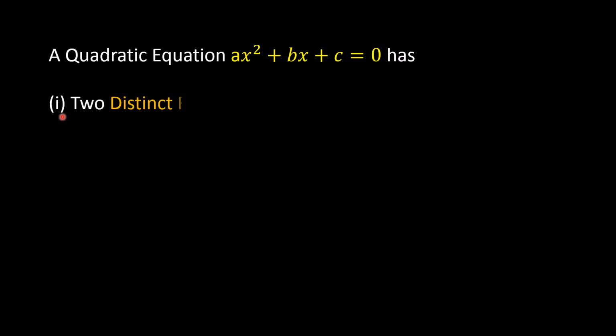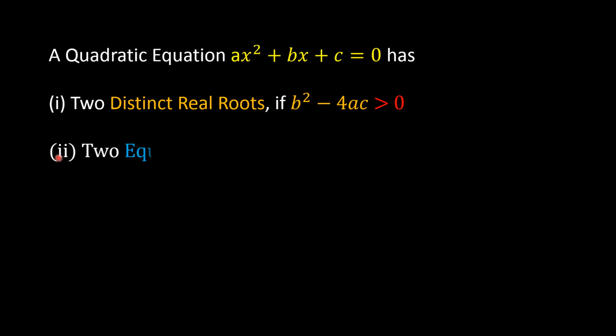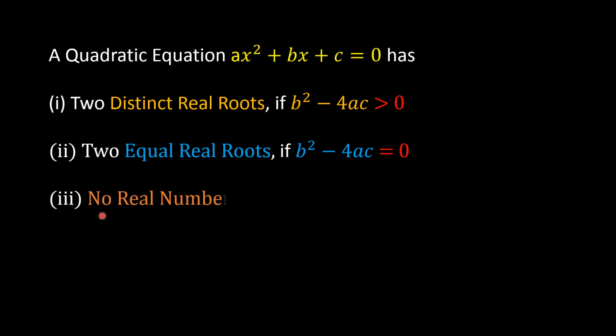A quadratic equation ax squared plus bx plus c equals 0 has number 1, two distinct real roots if b squared minus 4ac is positive. Number 2, two equal real roots if b squared minus 4ac equals 0. And number 3, not real roots if b squared minus 4ac is negative.